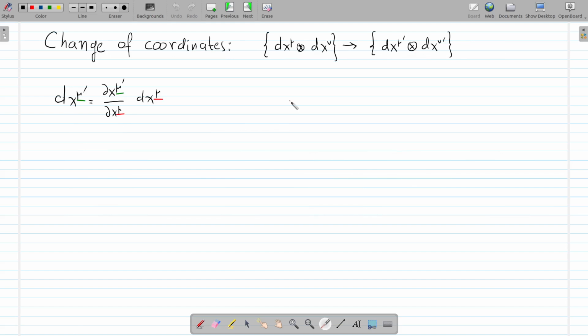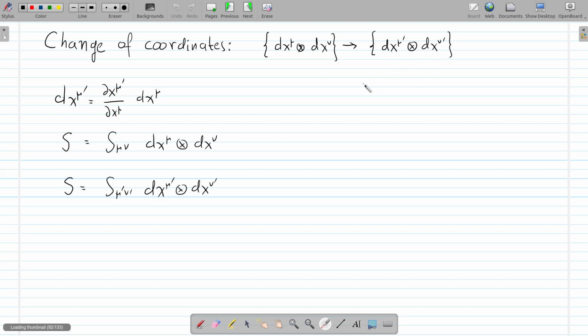So let's see what happens when we change coordinates. When we change coordinates, the dual basis on the cotangent space also changes. And you remember this transformation rule that gives us dx mu prime in terms of dx mu, the coefficients being here the derivatives of x mu prime with respect to x mu. So that will give us a new basis in terms of dx mu prime and dx nu prime, and we can express the same tensor S as a linear combination on those two different bases. And the coefficients here will define the components of S with respect to those two different bases.